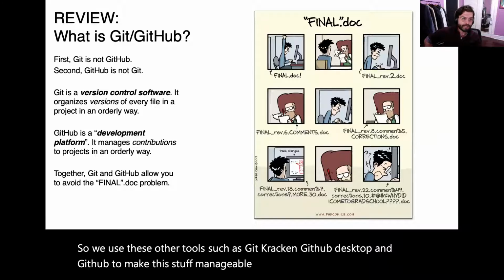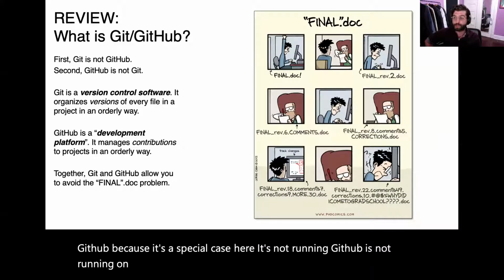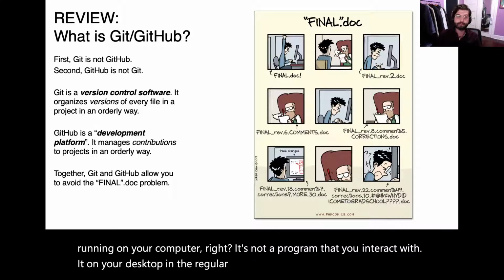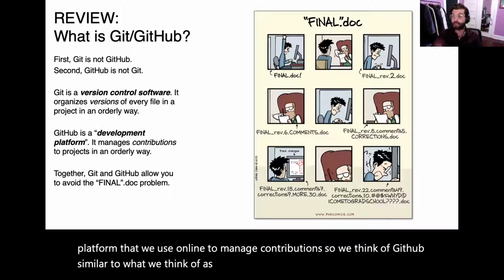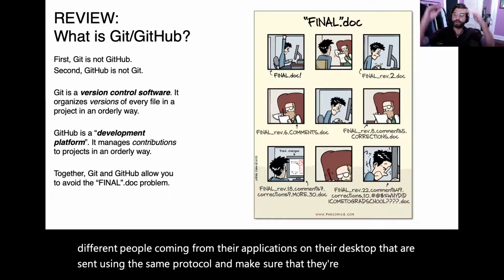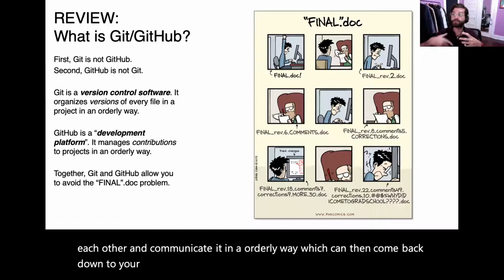Now, I want to turn immediately to GitHub because it's a special case here. GitHub is not running on your computer, right? It's not a program that you interact with on your desktop in the regular workflow. It's a development platform that we use online to manage contributions. So we think of GitHub similar to what we think of as an email server. It collects messages from different people coming from their applications on their desktop that are sent using the same protocol, and makes sure that they're actually sent to each other and communicated in an orderly way, which can then come back down to your email, and you can then respond to.